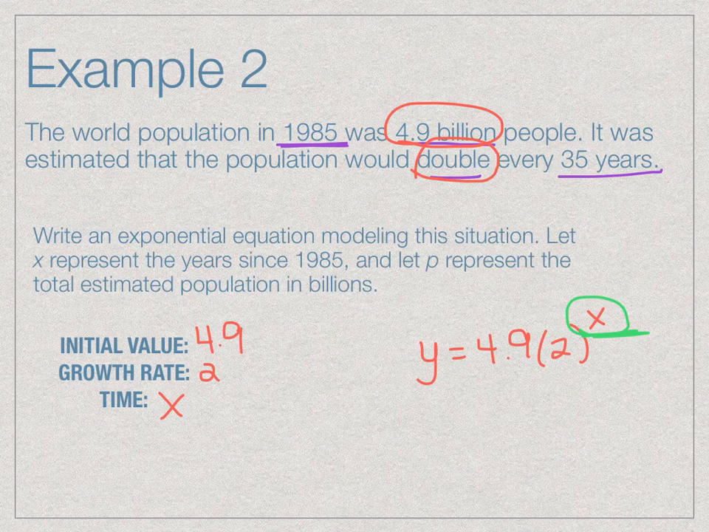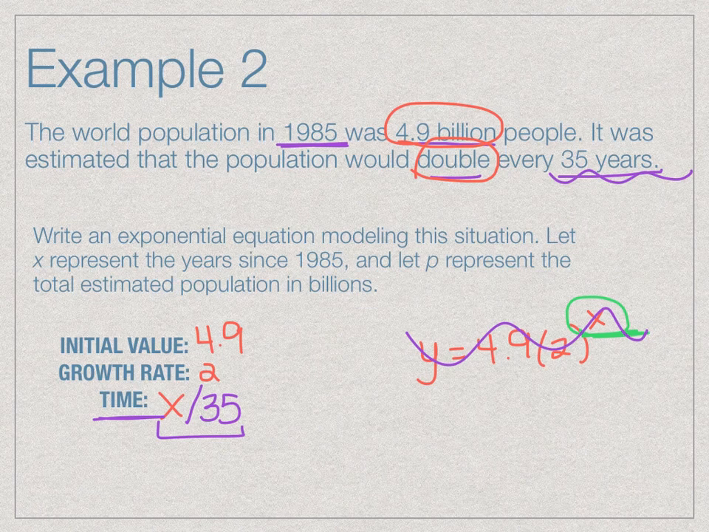So what if I said I was doubling every 4 years, and then I told you 12 years have gone by? Think about how would you figure out how many times 4 years have passed? How many times have you doubled? Hopefully you came up with division. So for your time, it's no longer just x. We're going to take the x, the number of years, and divide by 35, because that's going to put it into groups of 35, which is what this is saying to do.